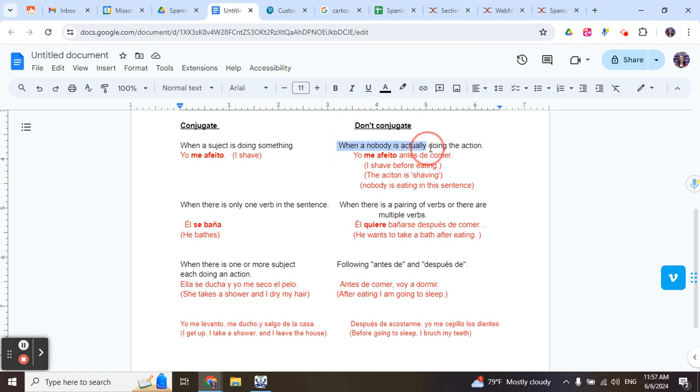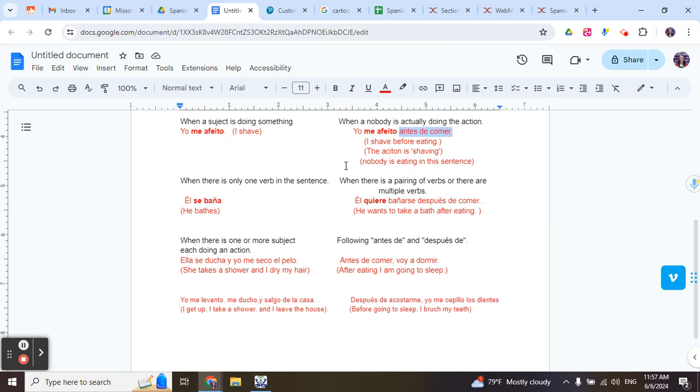Okay, when nobody is actually doing the action. So if I say "yo me afeito antes de comer," well, I shave before eating. I'm not eating in this sentence. You see that? "Yo me afeito," I shave. So wherever the subject pronoun is, that will really help you. Who is doing something in the sentence? "Yo me afeito," so the action is shaving, but I'm not eating yet. I'm shaving first, aren't I? So "antes de comer." And anyway, we see "antes de," we know it's always followed by an infinitive.